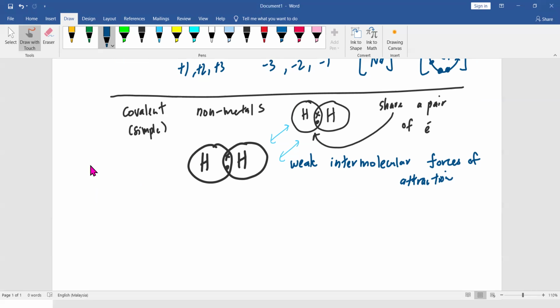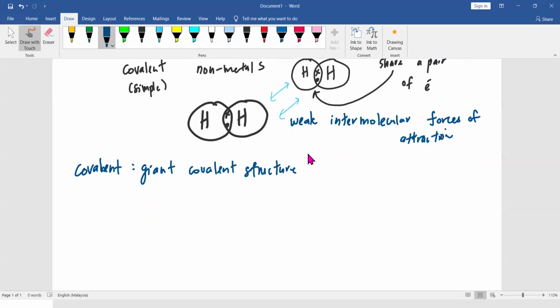Okay, so today we're going to learn covalent, but this covalent is called giant covalent. Now the concept is the same. Giant covalent structure also has covalent bond. That means, for example, carbon. The electron arrangement of carbon is 2,4. So carbon forms 4 bonds, right?